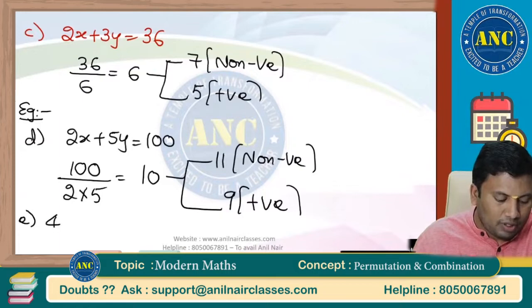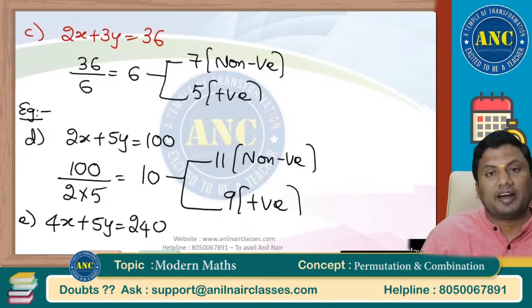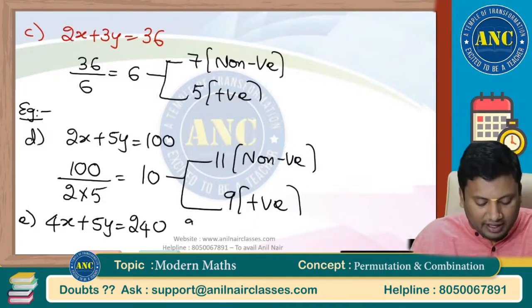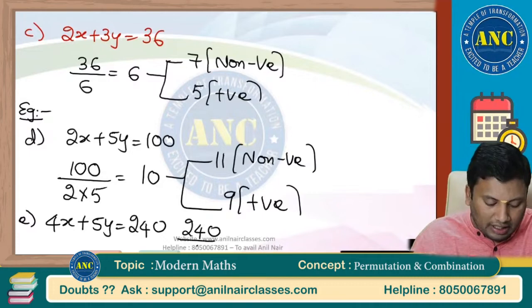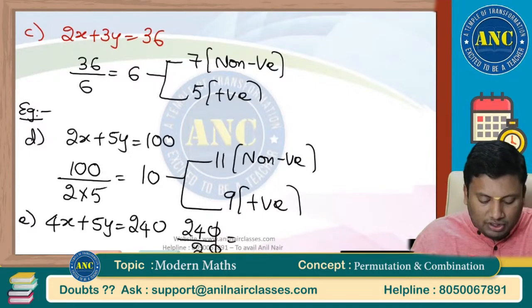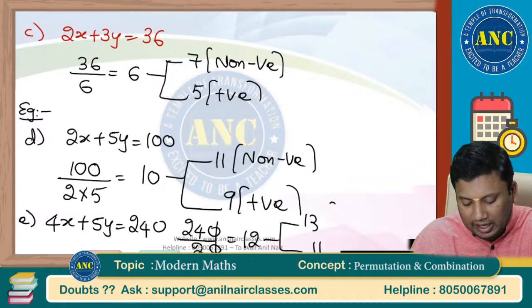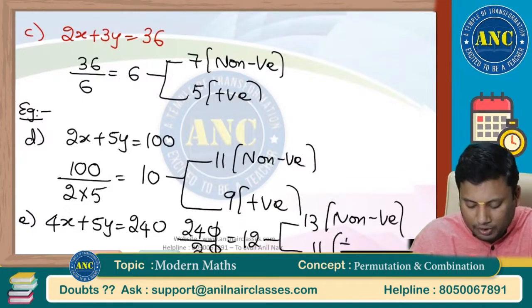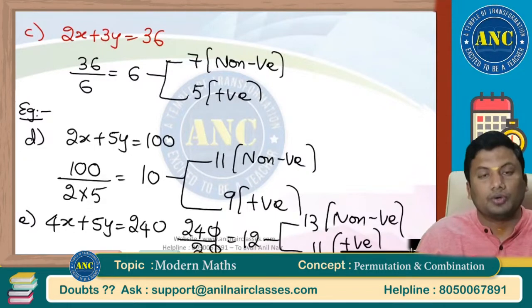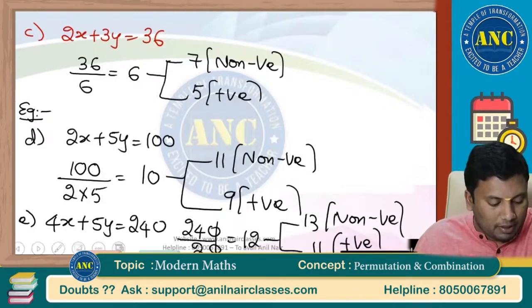Suppose one more example: 4x plus 5y equals 240. 4 is a factor of 240. 5 is a factor of 240. 240 divided by 20 is nothing but 12. Answer is 13 and 11. 13 is non-negative and 11 is positive. I hope these 3 problems are clear.